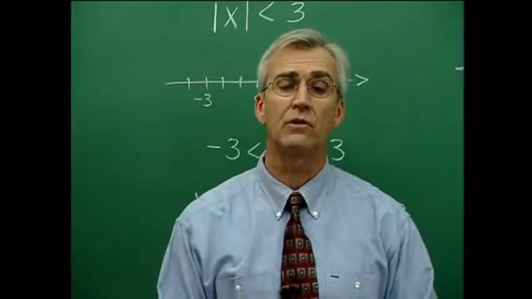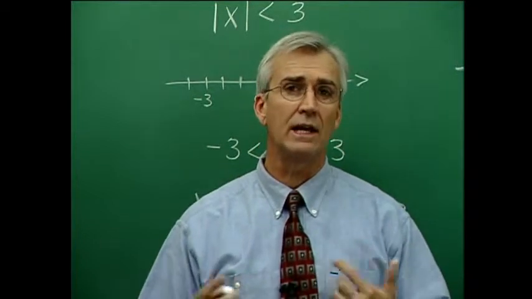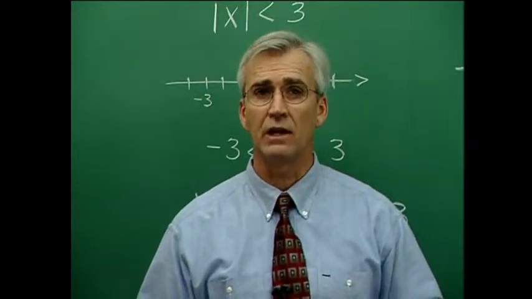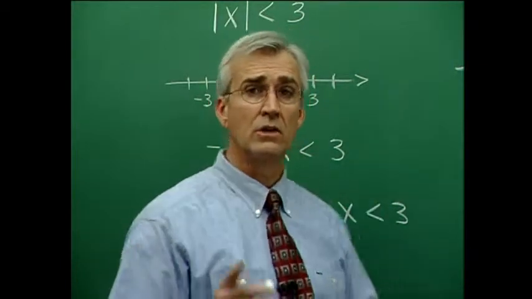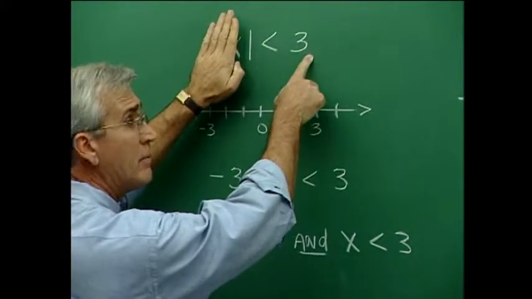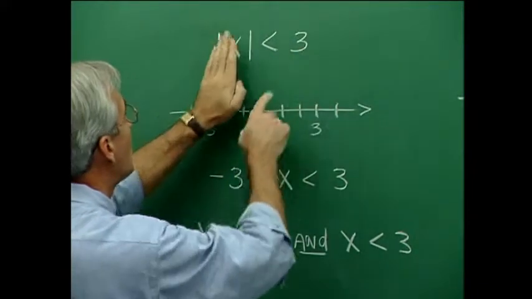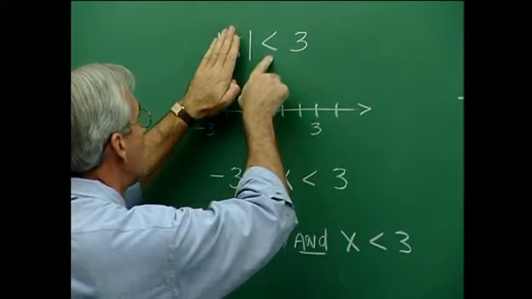When absolute value appears in inequalities, it's important to think about the fundamental idea of absolute value. Our original definition had to do with distance from 0 on the number line. So if we see the absolute value of some x being less than 3, it means that we're trying to identify those numbers whose distance from 0 on the number line is less than 3.